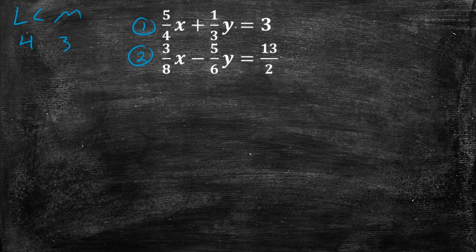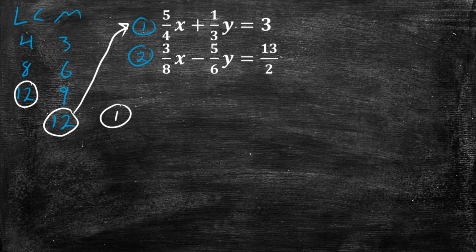So 4 times 1 is 4, 4 times 2 is 8, and then you get 12. And with the 3's, you get 3, 6, 9, and 12. So as you see here, the first number they have in common is 12. So that means we're going to multiply equation 1 by this LCM here. Okay, so let's go ahead and do that.